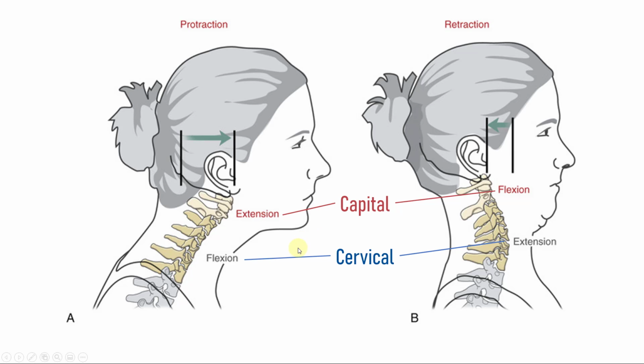This is where you can have independent movement, where if you stick your head forward in protraction, that's cervical flexion, but instead of letting your chin tuck down into your chest, you are lifting your chin up, so you're simultaneously producing cervical flexion and capital extension. When you retract or give yourself a double chin, you are doing cervical extension and capital flexion.